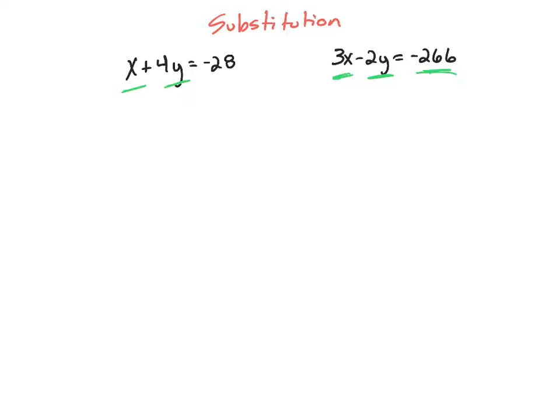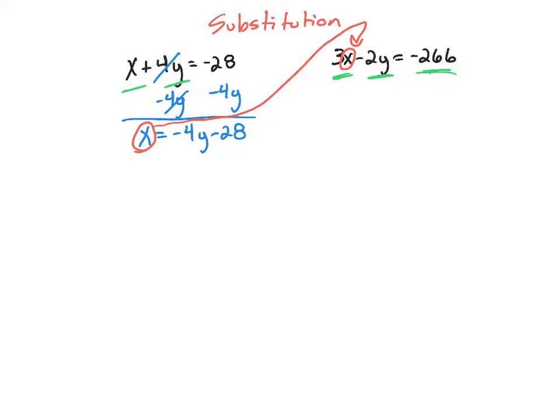So what I'm going to do is start here with the x. I'm going to subtract 4y from both sides, and I'm going to isolate this x. So these 4y's cancel out, and I'm left with negative 4y minus 28. Okay, so I isolated the x, which is going to allow me to substitute this x in for the other x.